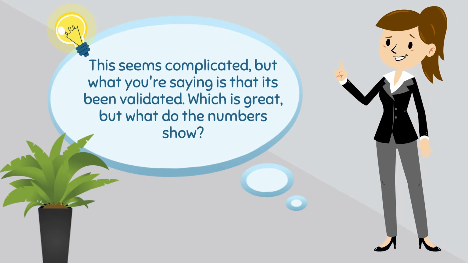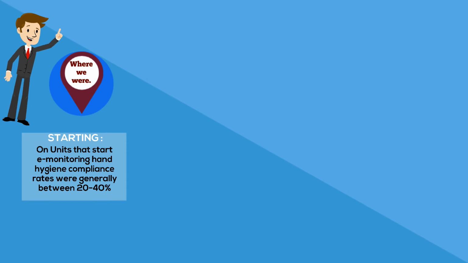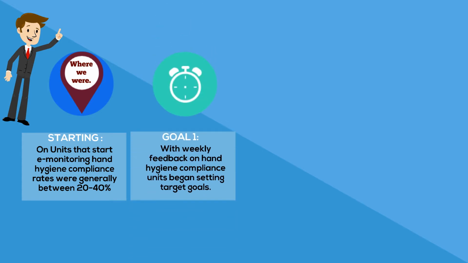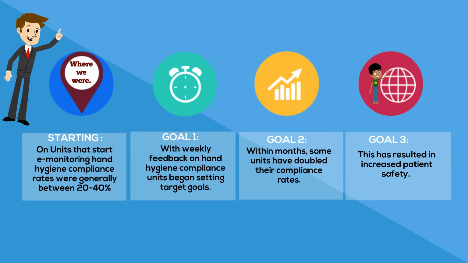This seems complicated, but what you're saying is that it's been validated, which is great. But what do the numbers show? On units that started to receive e-monitoring reports, compliance rates were generally between 20 and 40%. With weekly feedback on hand hygiene compliance, units began setting target goals. Within months, some units have doubled their compliance rates. This has resulted in increased patient safety.